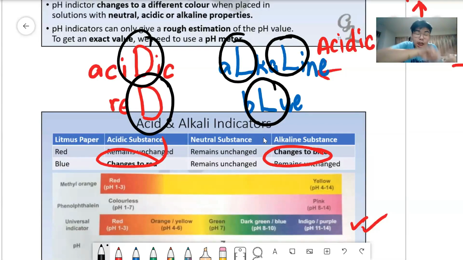And you know that when it changed to red, it means that the original color is blue. Blue changed to red. It cannot be red changed to red, ma. What's the point? You cannot be green changed to red, ma. You don't have green paper, ma. So blue, blue changed to red.